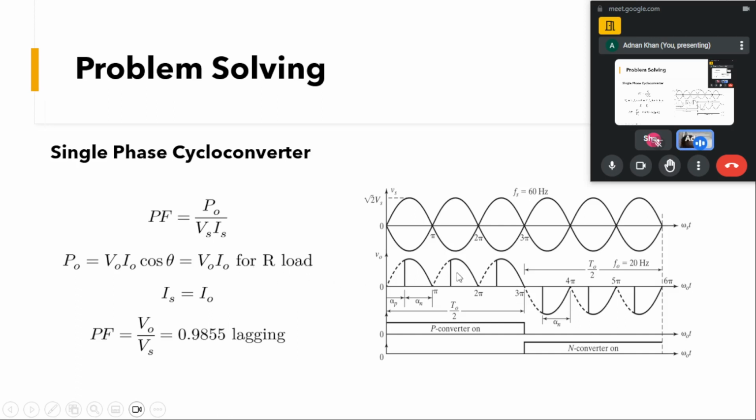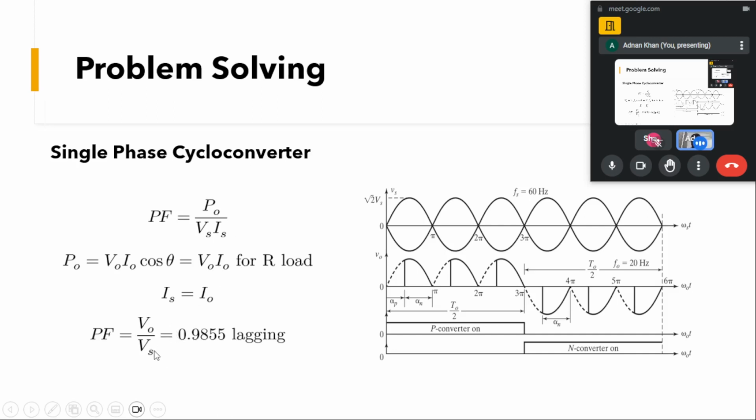Also, if you see this cycloconverter, the source current will have the same shape as the load current, because we are doing an AC to AC conversion here. So Is will be equal to I out. So we will have Vs into I out in the denominator and P out equal to V out into I out in the numerator. The I out gets cancelled, and the power factor will be equal to V out by Vs.